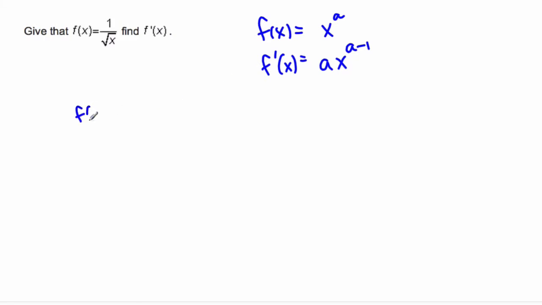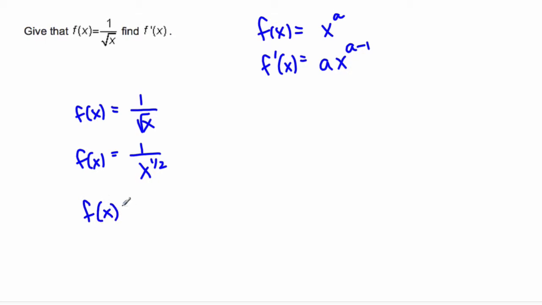So let's rewrite. We have f of x is equal to 1 over root x. That's the same thing as f of x to the x to the half, which is also the same thing as x to the minus half. Okay, so now we can take the derivative. It's in the correct form, x to the a. So then f prime is negative half.